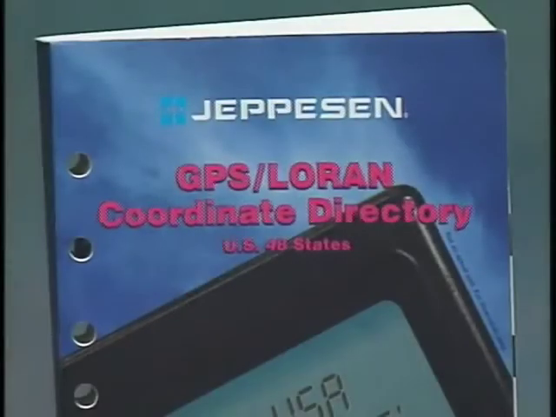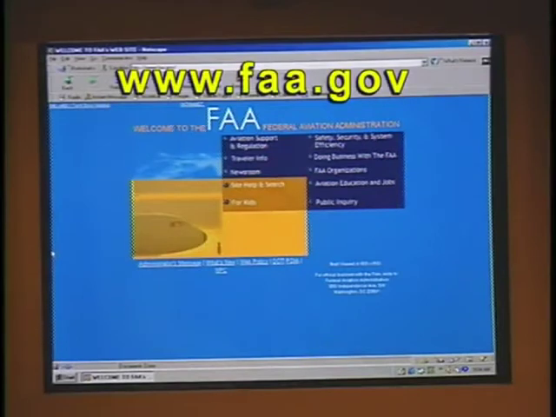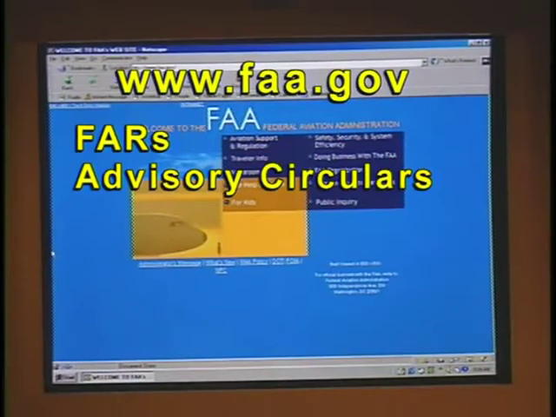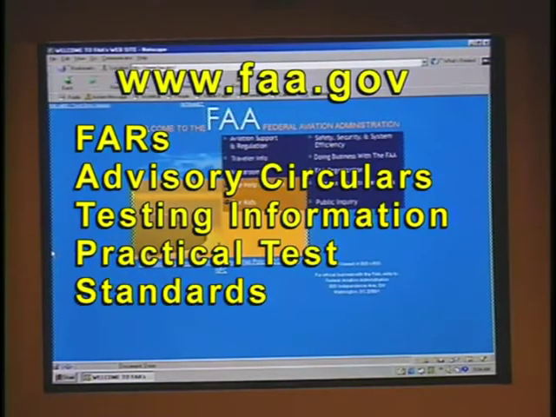For those pilots who use GPS or LORAN equipment, Jeppesen also publishes a coordinate directory for all public airports, nav aids, and waypoints within the U.S. The Internet is also a valuable tool for pilots. You can access information on all aspects of flying. The government maintains websites that allow you to access FAA information such as FARs, advisory circulars, testing information, and practical test standards.